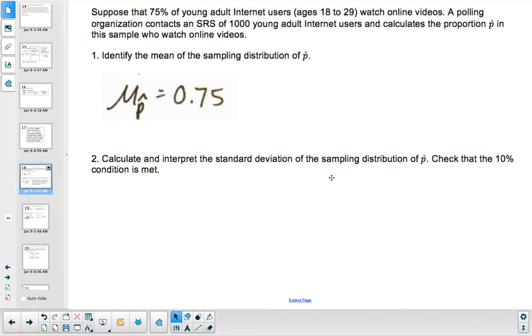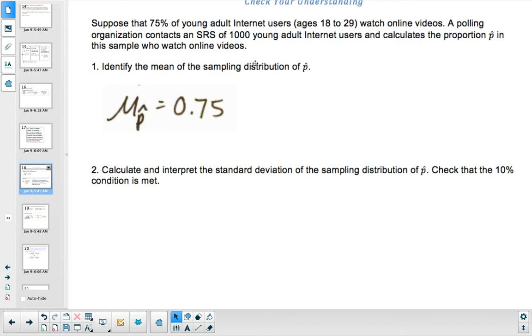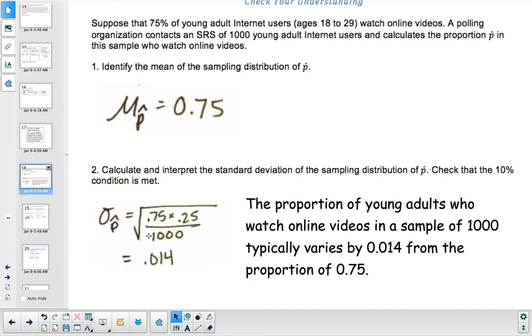Calculate and interpret the standard deviation of the sampling distribution of p-hats. We're going to use that formula and check that the 10% condition is met. So is our sample, that 1,000, less than 10% of the population? Now, they don't tell us the size of the population, but they say young adult internet users, so we can assume that that is sufficiently large. So you can calculate the standard deviation, sigma sub p-hat. That's the square root of p times 1 minus p divided by n, all under that radical, so 0.014.